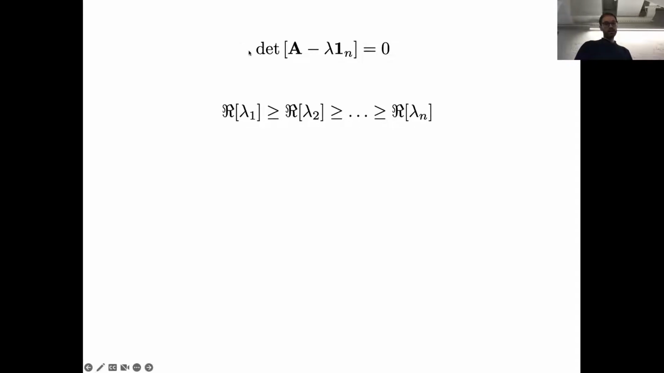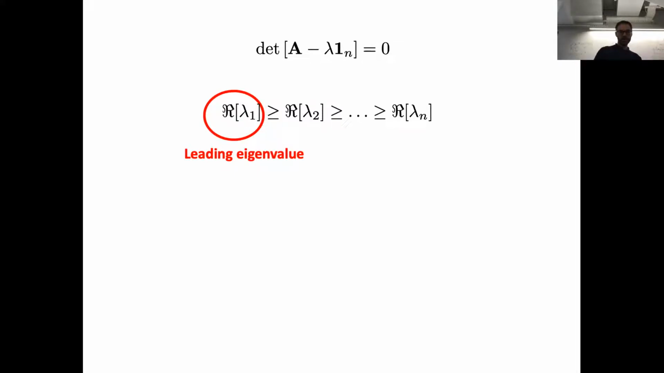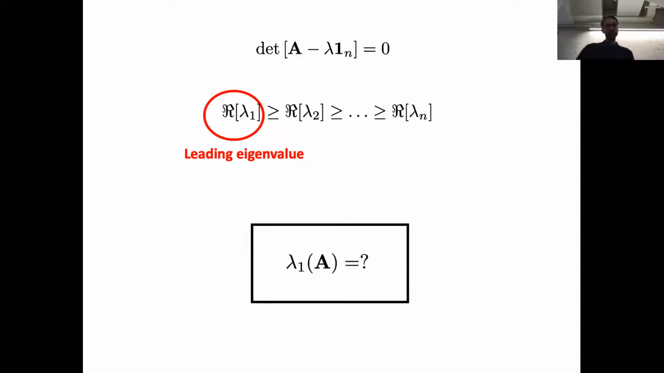So we look at the eigenvalues of the adjacency matrix A of a weighted directed graph. We order these eigenvalues from large to small. So lambda 1, we call it the leading eigenvalue. It's the eigenvalue with the largest real part. Since eigenvalues can be complex valued, we order them based on the real part. And this one we call the leading eigenvalue. So this will be our main quantity of interest, the eigenvalue with the largest real part. And the question is, what is the leading eigenvalue of a given directed graph?